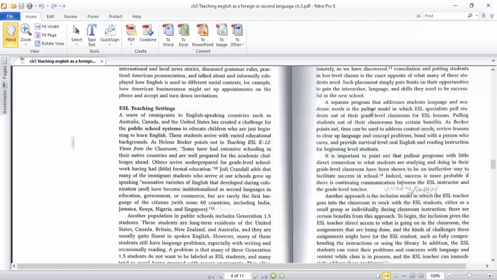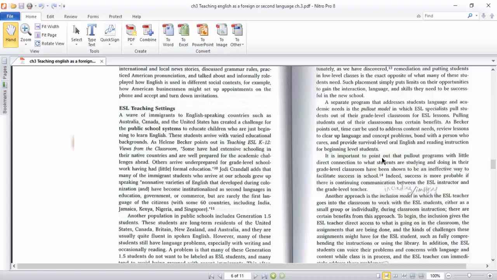The first model is the pull-out model. What is the meaning of the pull-out model? It is the model in which ESL specialists pull students out of their grade level classroom for ESL lessons. From the name of the model, pull-out, pulling the students out of their classrooms has certain benefits. As Baker, the name of the author, points out, time can be used to address content needs, review lessons, clear up language and content problems, bond with a person who cares, and provide survival level oral English and reading instruction for beginning level students.